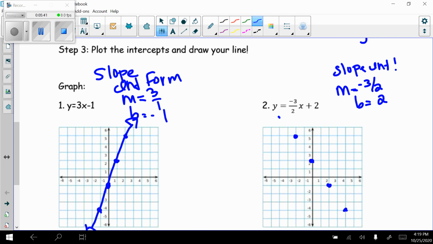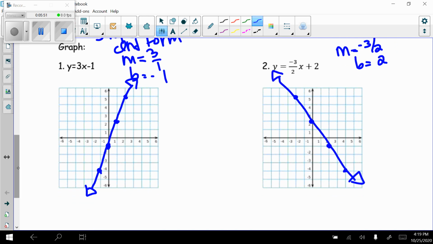So if I draw the line through those points, and then again put arrows at both ends. And again, remember how I told you to make sure that your slope matches the graph. So in number 2, we said we had a slope of -3/2. So from left to right, my graph should be decreasing. From left to right, my graph is indeed going down. So I know that I have graphed a negative slope.